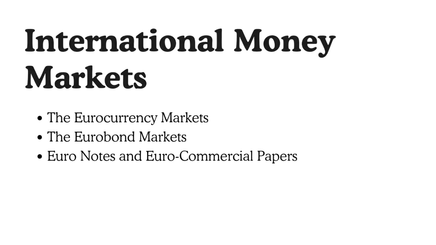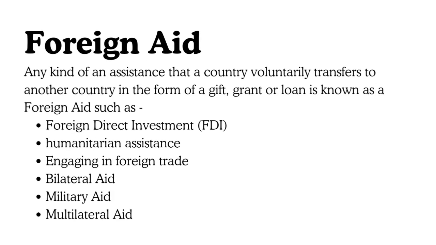Now, any kind of assistance which a country voluntarily accepts or transfers to another country, say in the form of a gift, grant or loan, is known as foreign aid. These foreign aids are also an important source of foreign exchange. Foreign aid is usually offered by developed nations to developing nations or the least developed nations during times of natural calamity, economic crisis, or some sort of political instability and so on.